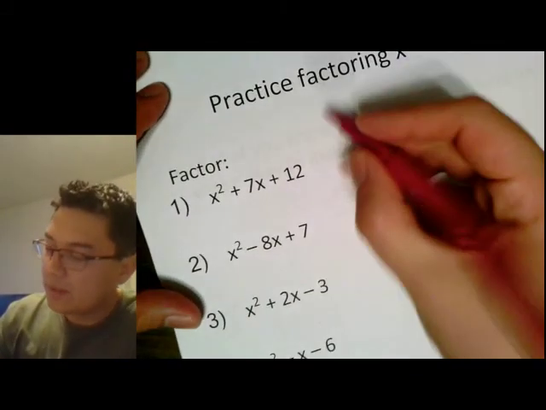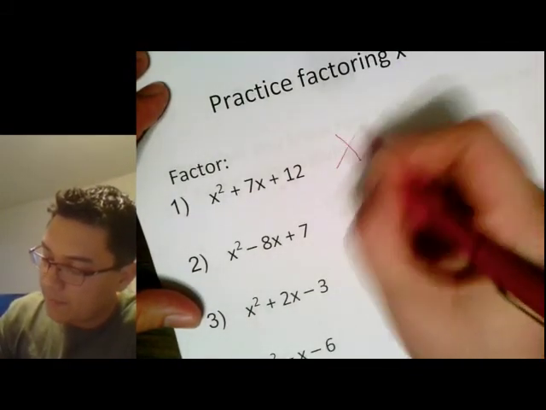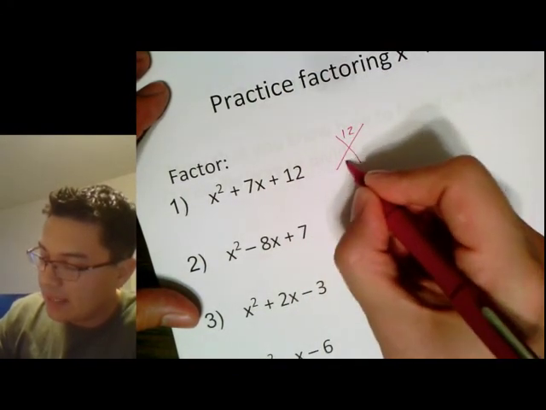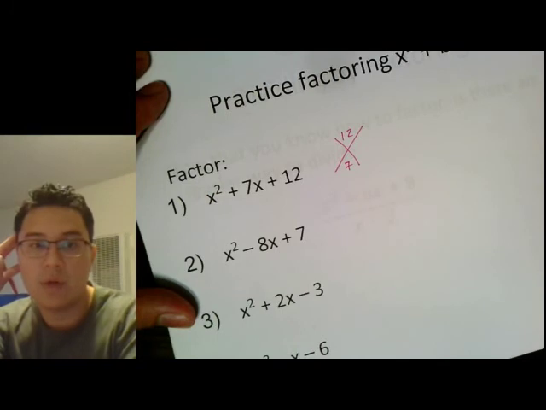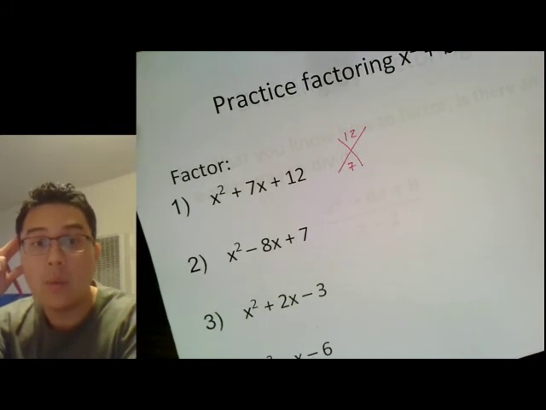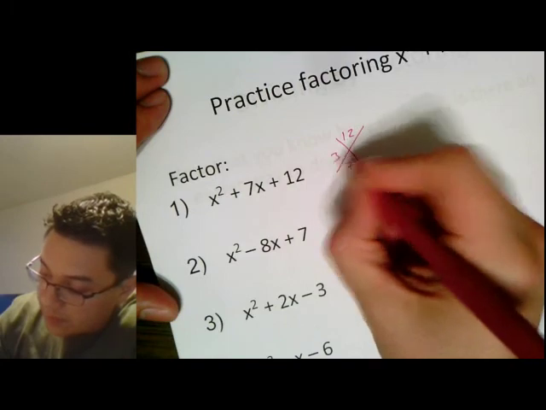Let's go ahead and do number 1 here. We're going to start off by doing our x-man. Okay, so we're looking for factors of 12 that add up to 7. So you need to think through your factors of 12. What are our factors of 12? We've got 1 and 12, we have 2 and 6, and we have 3 and 4. Now think which of those pairs, when we add them together, give us 7. The answer is 3 and 4. So we'll put a 3 here and a 4 here.